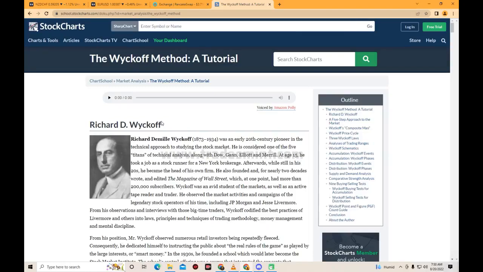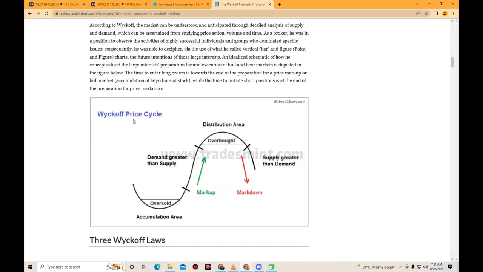Hello everyone. In this video, I'm gonna be explaining about Wyckoff. Richard Demille Wyckoff is a guy that brought a new concept. His concept is about the price cycle, like the Wyckoff price cycle. So we have accumulation. We have accumulation area. We have distribution area, and we have the markup or the markdown.